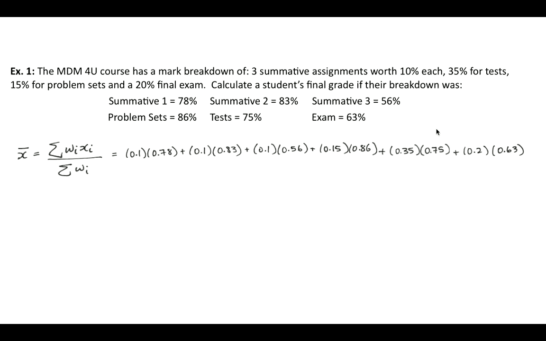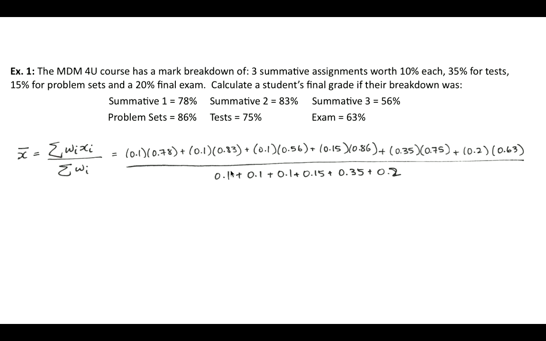So this is how we do the sum of the weights times the marks. We divide that by the sum of the weights. So we had 0.1, 0.1, 0.1. Then problem sets were 0.15. Then we had tests, which were 0.35. And then we had an exam, which is 0.2. Basically what happens when we put this into our calculator is we get 73.45 divided by 1. And so this turns into an overall mark in this course of 73.4%.